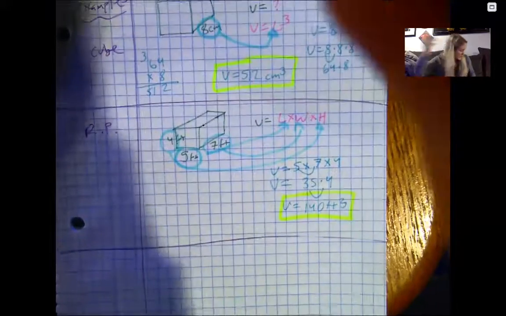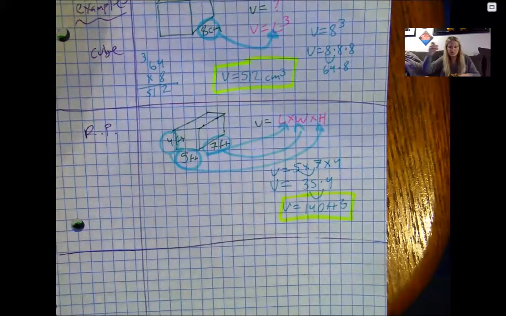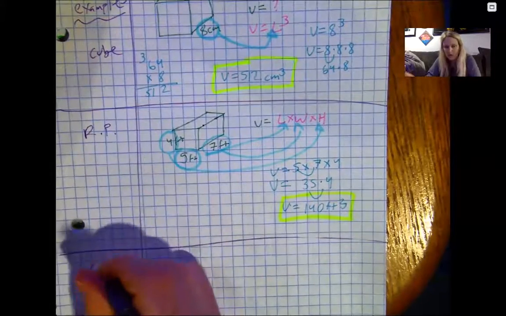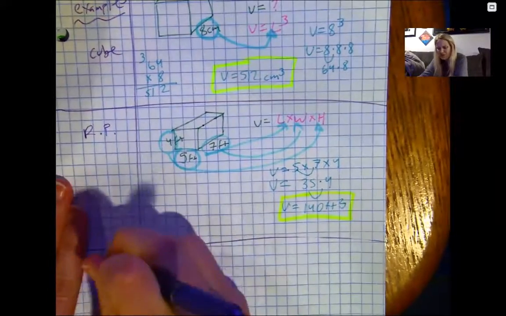Next prism on our list, we're going to go in order like I promised you, is a cylinder. It's like if I was to ask you how much can be in the Coke can. Okay. So cylinder.